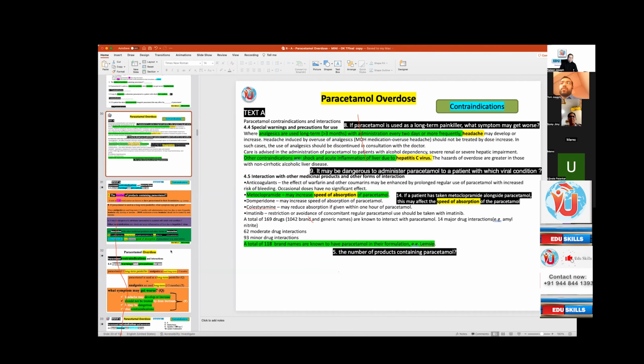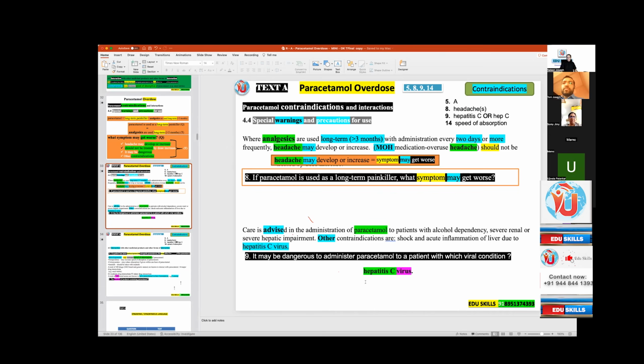I think I highlighted it somewhere. I have highlighted here, see, I have highlighted virus in red. It may be dangerous to administer paracetamol to a patient with which viral condition? Hepatitis C. And I have highlighted it in red because it should not be written in the answer. Which condition are they asking? So the answer should be hepatitis C. Which viral condition? Viral is already there.